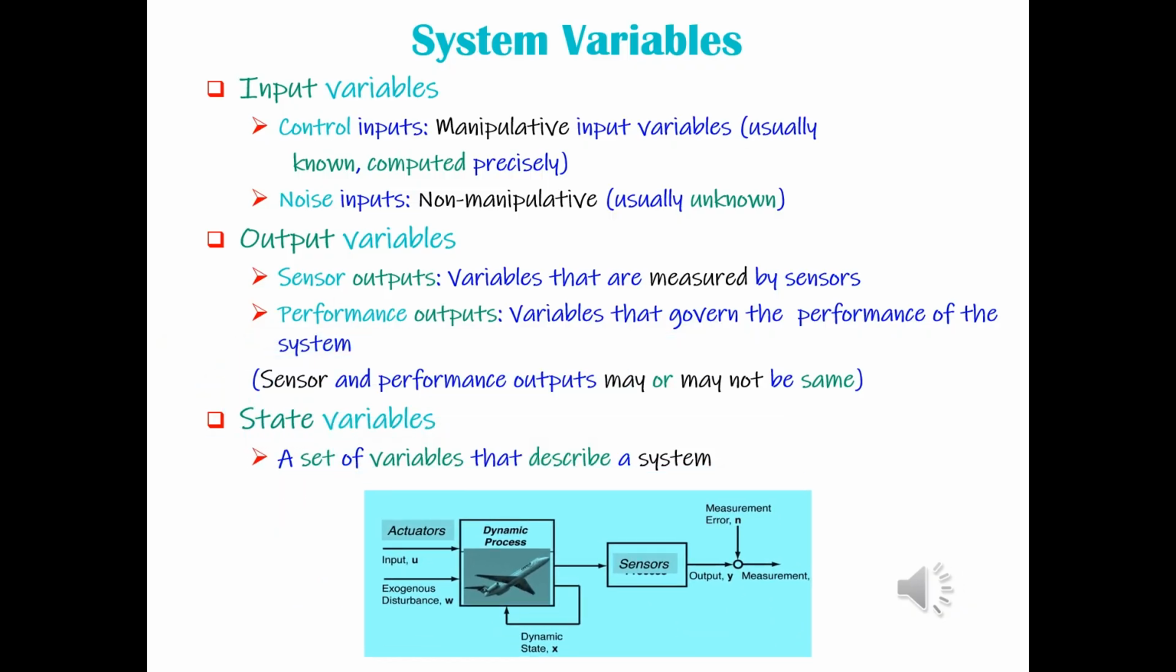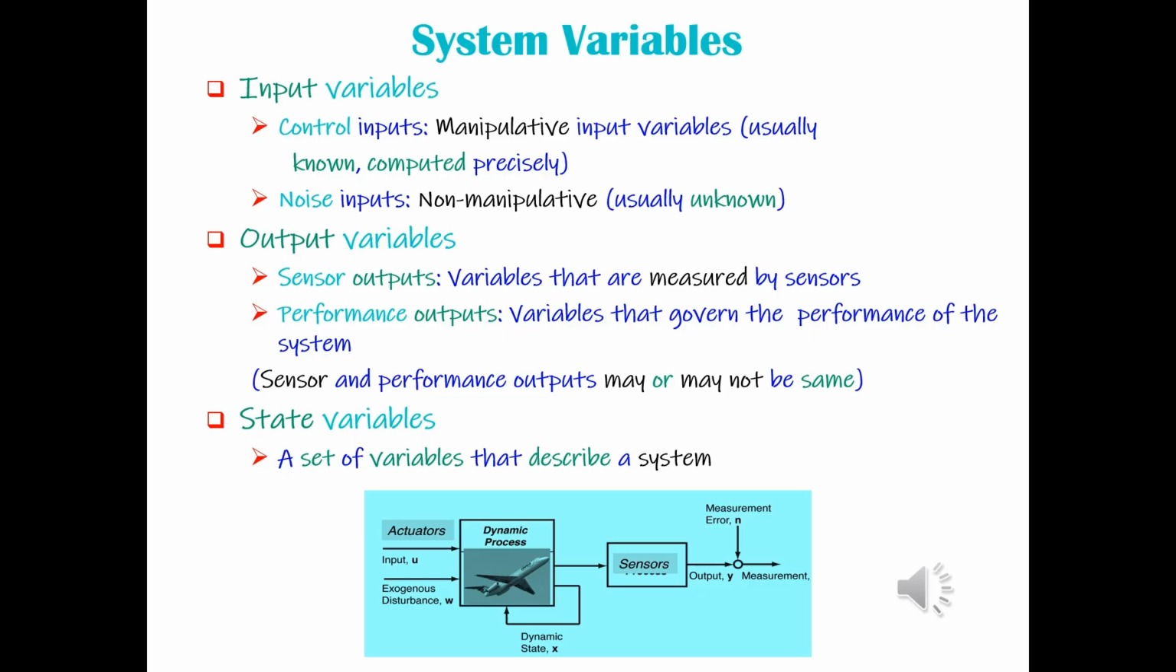Now let's talk about system variables. These are the quantities we use to describe and analyze how a system behaves. First, we have input variables. Among them are control inputs. These are the manipulative variables, usually known and computed precisely. On the other hand, there are noise inputs. These are non-manipulative, often unknown, and can disturb the system's behavior.